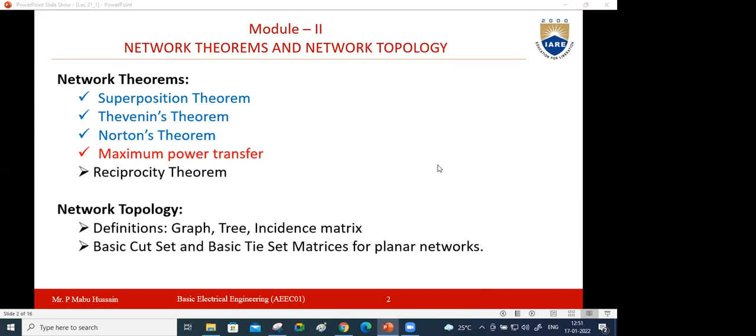So we are discussing the maximum power transfer theorem. In the morning class, we have done this. We also solved one problem. Still a few more problems we are going to solve in this class.